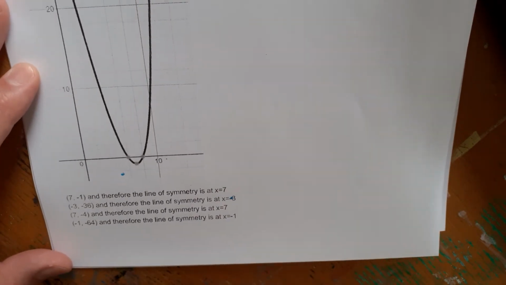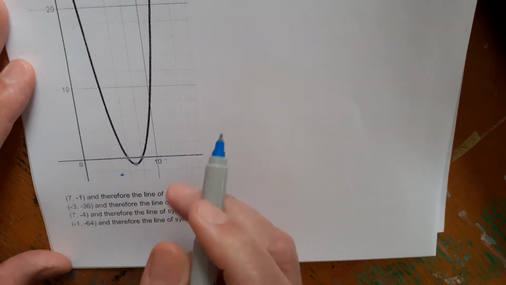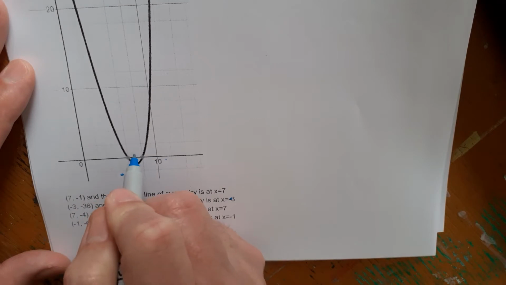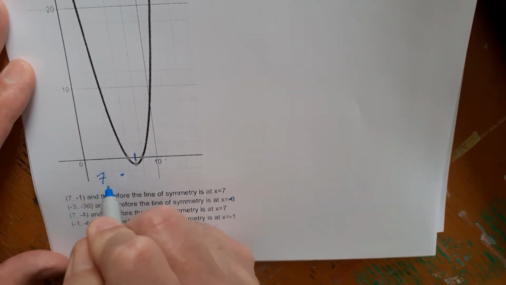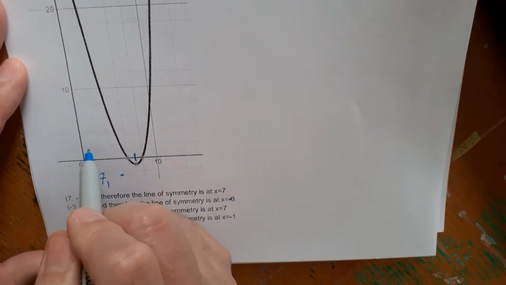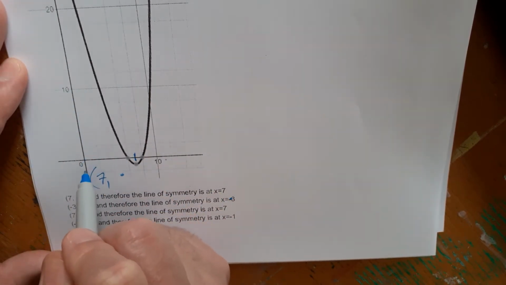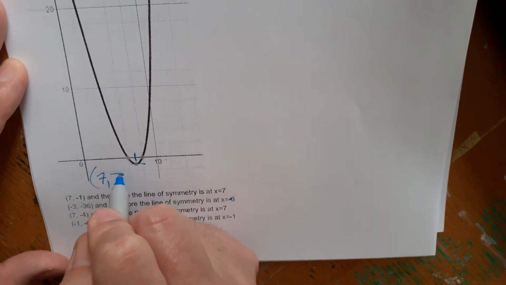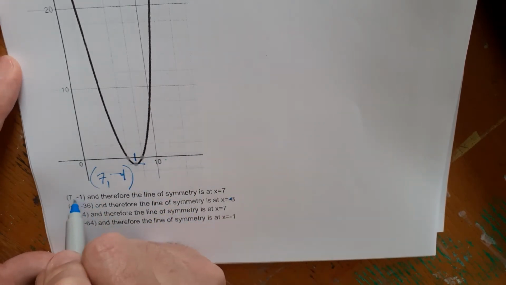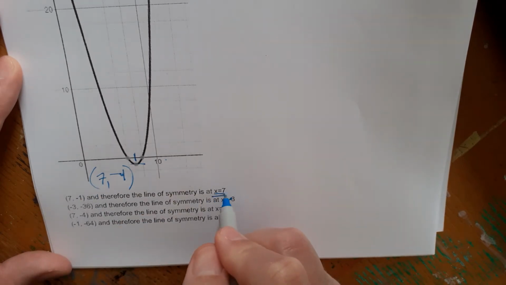All right, find the vertex location of the parabola shown. So again, it's just visual. If this is 2, 4, 6, 8, 10, then this has got to be 2, 4, 6, 7. So I'm at 7 on the x. And actually, let's see. If this is 2, 4, 6, 8, 10, then this has got to be down 1. So I think it's 7, minus 1. Good. And that means the line of symmetry is at x equals 7.